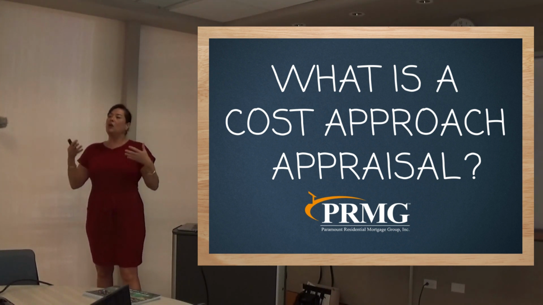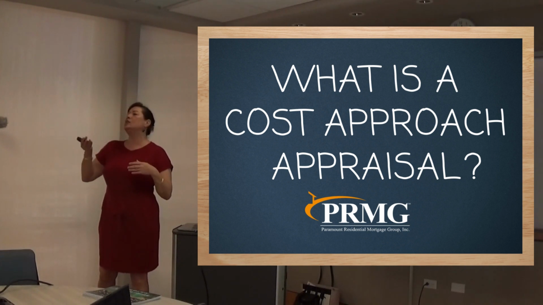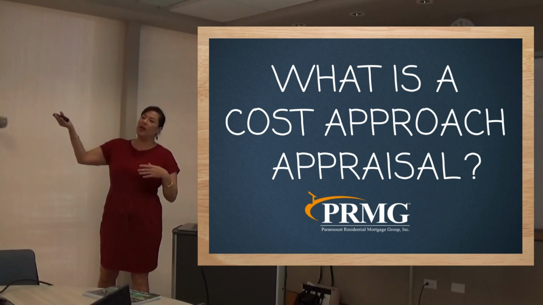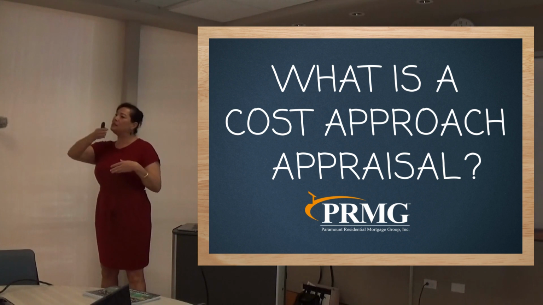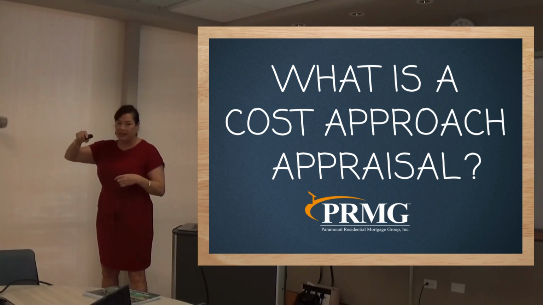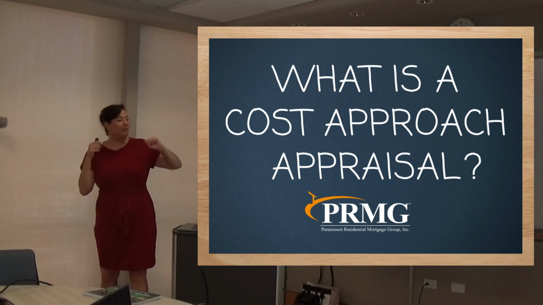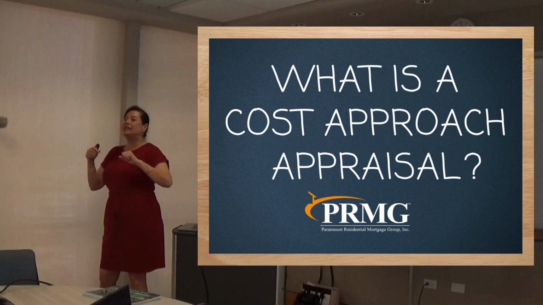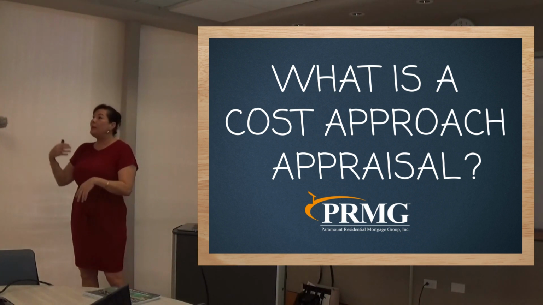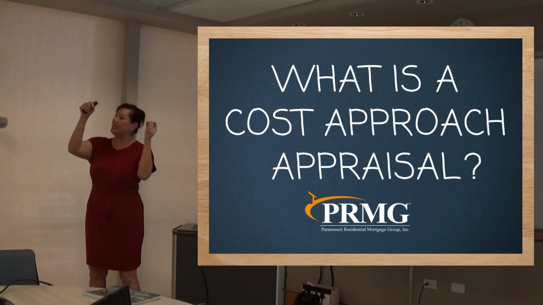Now, we talked about comparable sales, and we talked about how the appraiser will look at the 6 months of comparables, as well as the 1 mile radius. But let's talk a little bit about cost approach and how you actually assign that value.